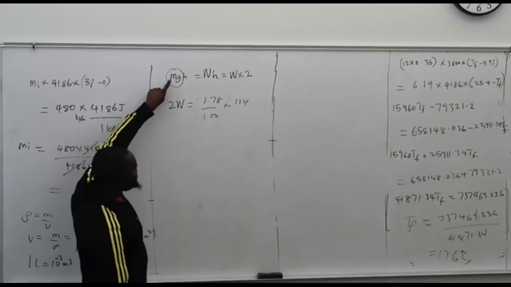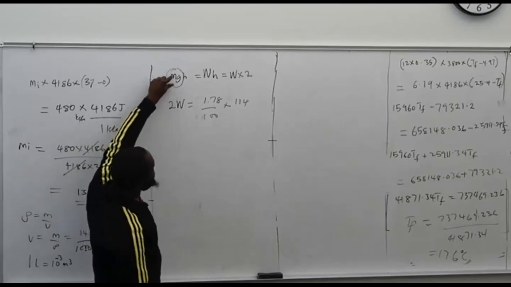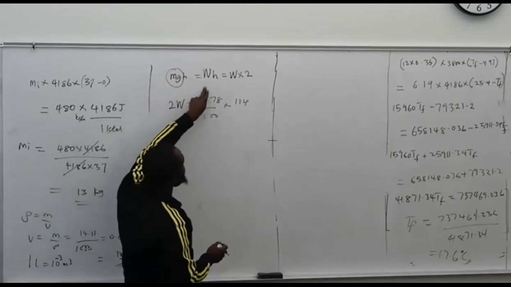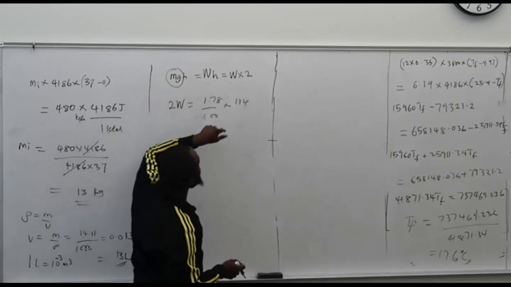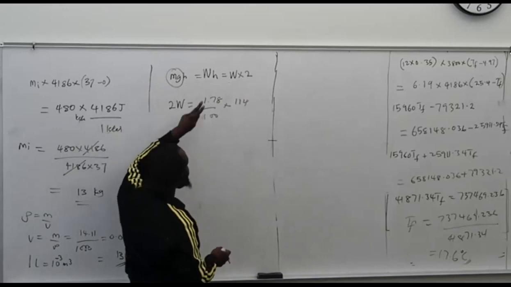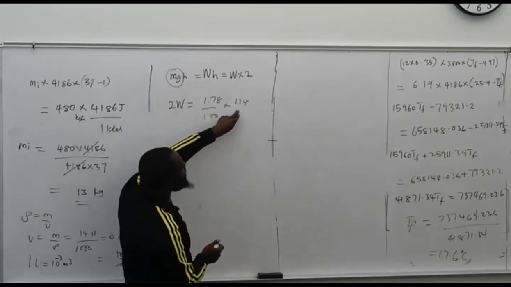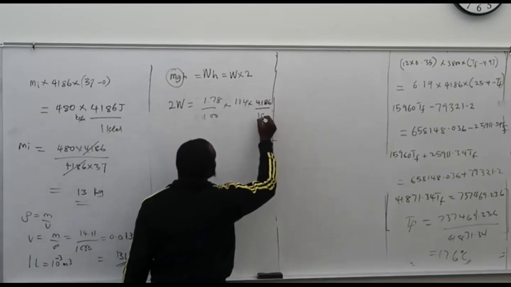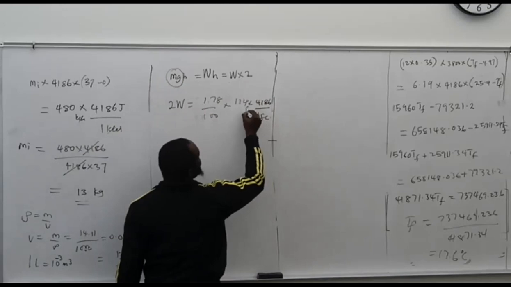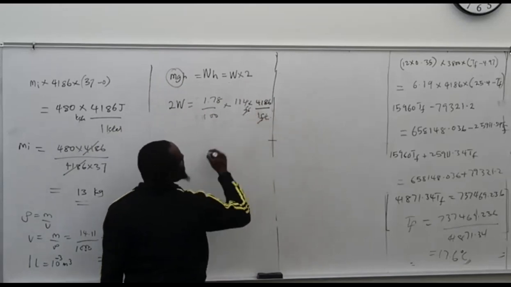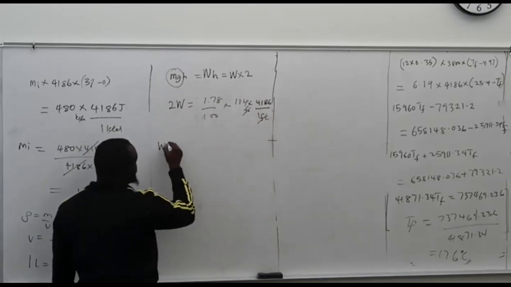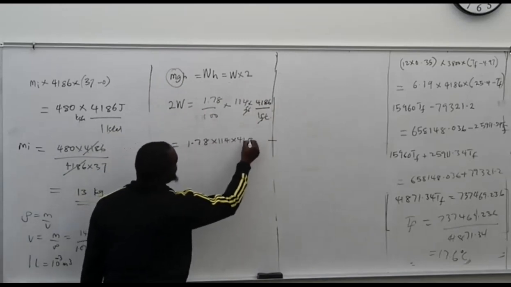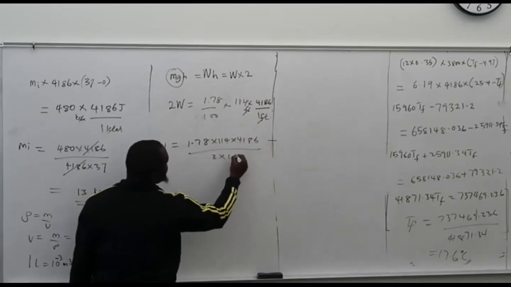So weight of the barbell is mg times the height lifted is the work done, MGH. So it's weight, mg, times h. The height is given to be 2 meters times the weight. So 2 times weight is equal to the energy, 1.78% of 114 food calories. 4186 is one food calorie. So food calories cancel food calories. So the weight just becomes 1.78 times 114 times 4186 divided by 2 times 100.